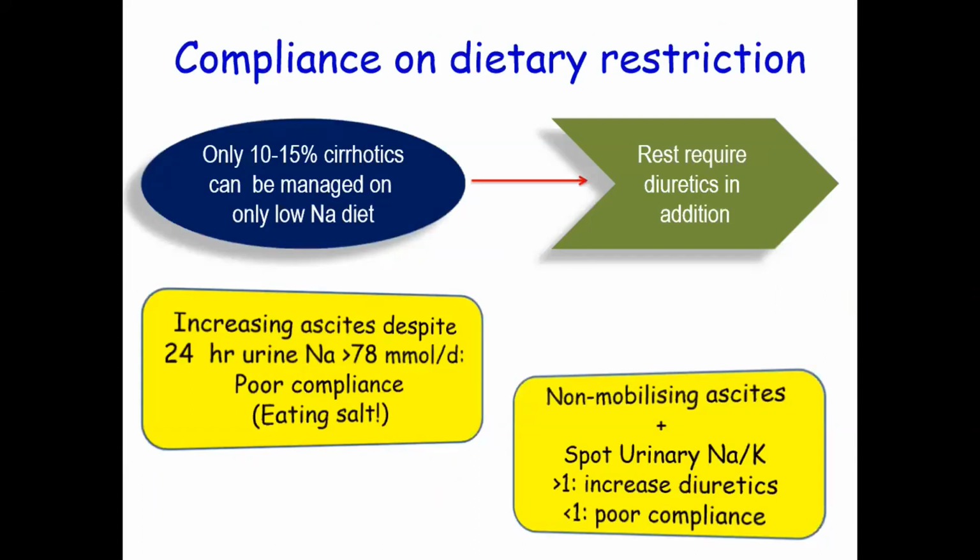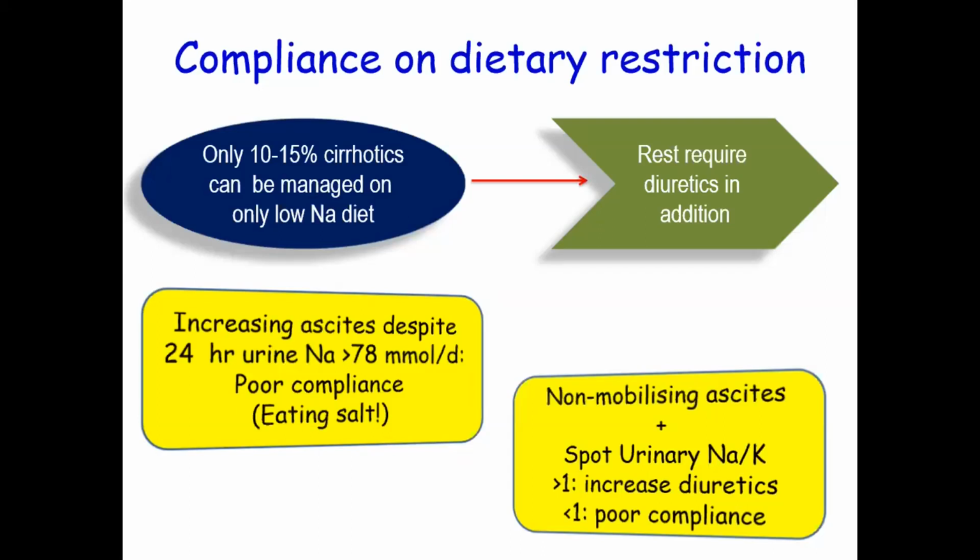There are problems with the compliance when you ask for a low sodium diet, and only 10 to 15% of cirrhotics, their ascites can be managed on a low sodium diet. The rest of them will require diuretics. And if a patient is increasing the ascites, despite telling you that he is compliant to the diet, then you ask for the 24-hour urine sodium. And if it is more than 78 millimoles per day, then that patient is lying, he's eating salt. The poor compliance, and you need to check there.